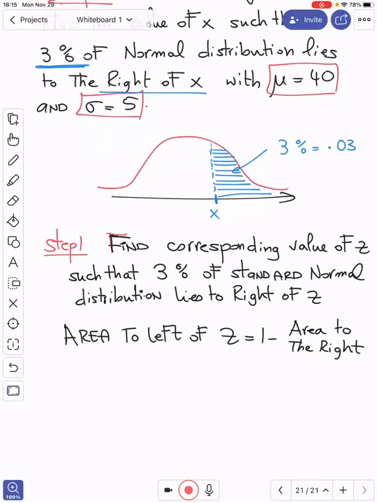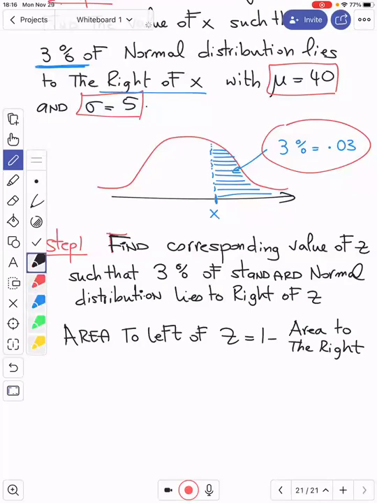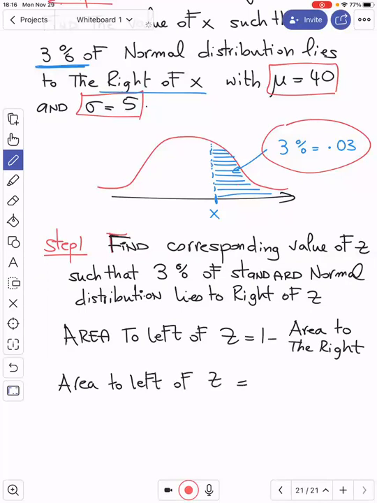So in our case, I know that 3% or 0.03 is the area to the right. So then the area to the left of z is actually 1 minus this 3%, or 0.03.